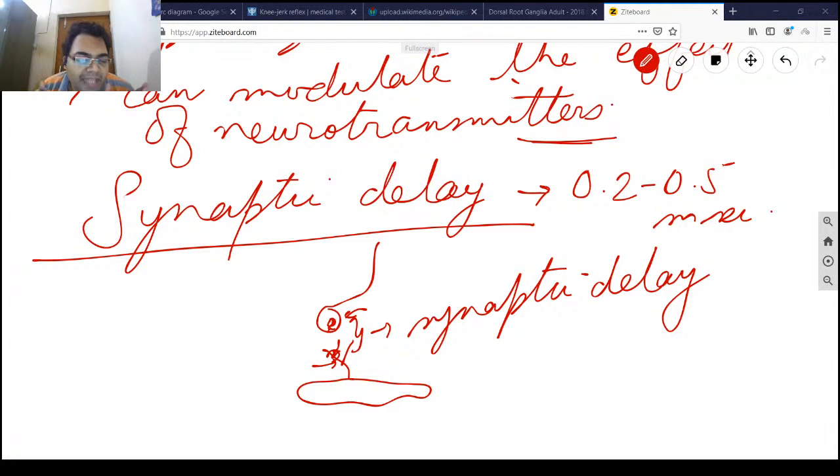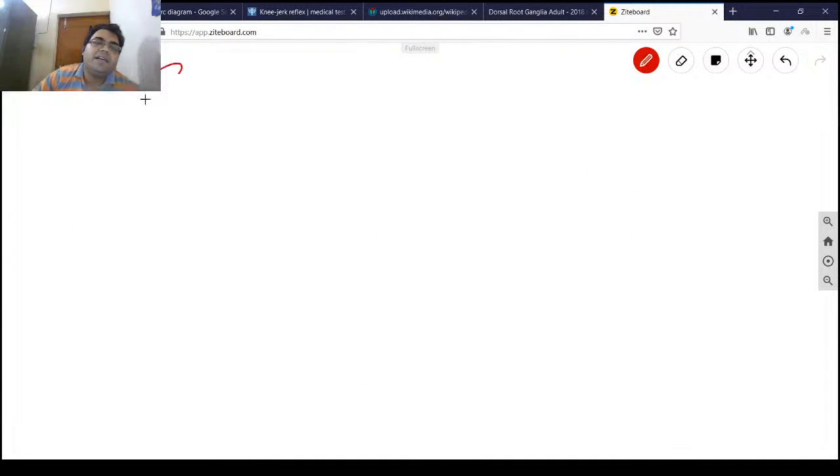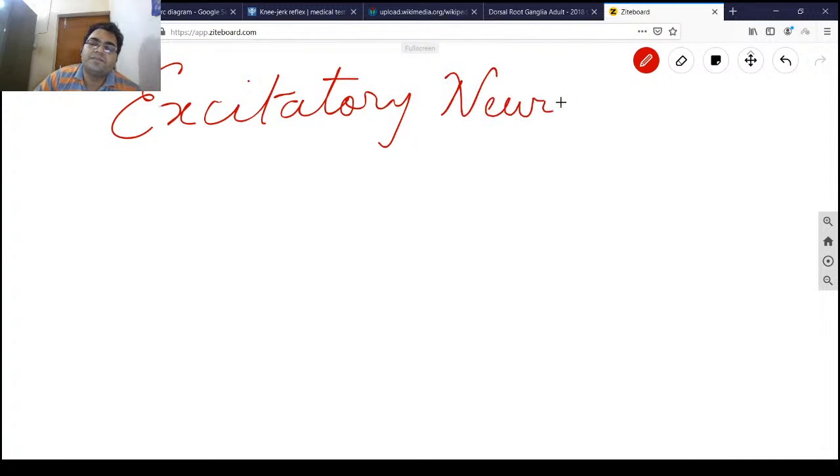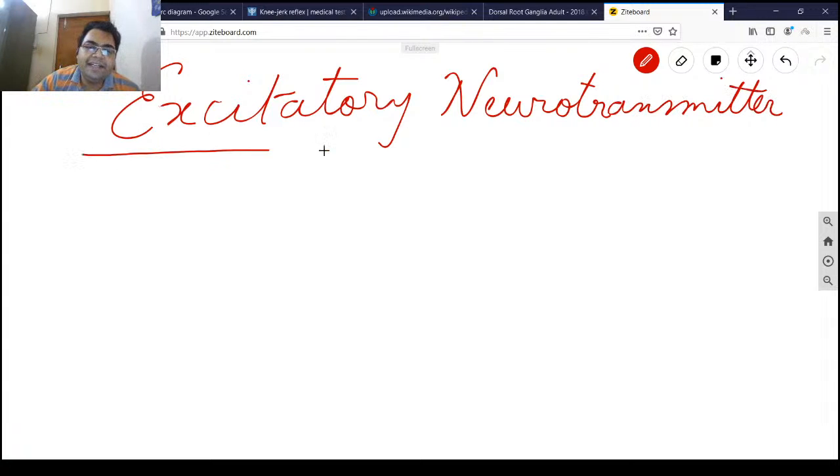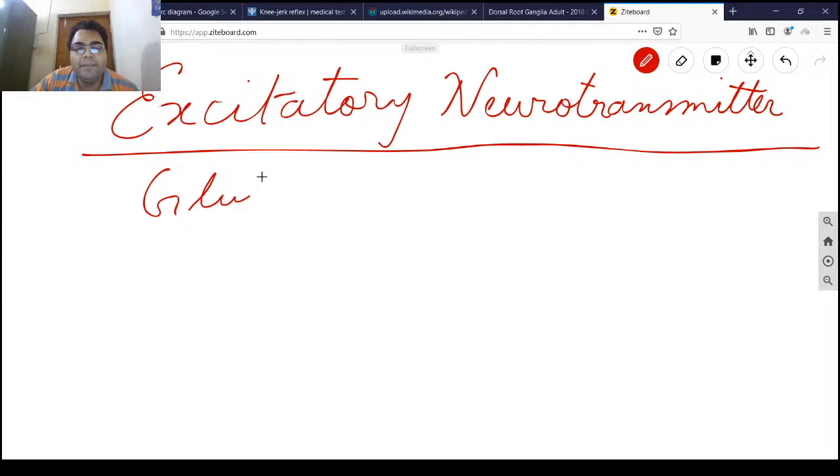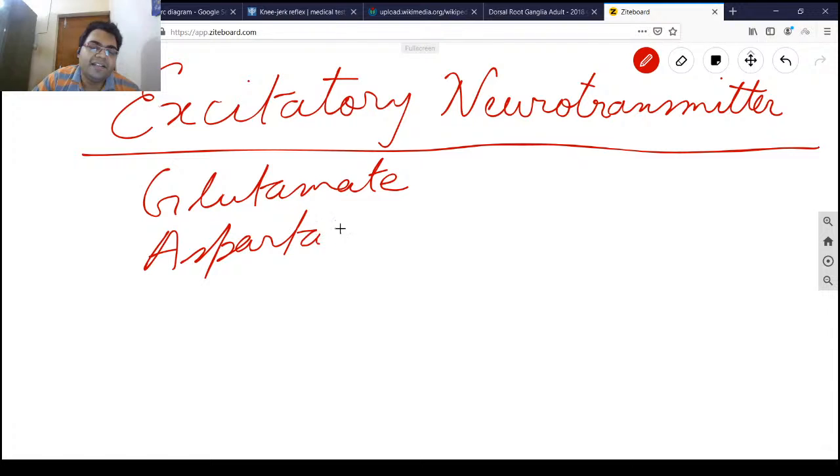Now we have two classes of neurotransmitter. One is excitatory neurotransmitter, one is inhibitory neurotransmitter. Now, what will excitatory neurotransmitters do? Excitatory neurotransmitters like glutamate, an amino acid, and then aspartate, these are all excitatory neurotransmitters. What they do is they cause depolarization.